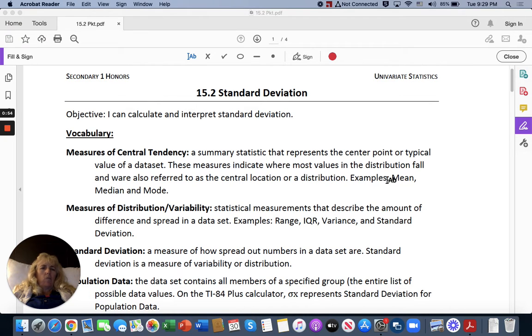And just to review, mean is like the average of all the numbers. Median is the middle number when you line them up from lowest to highest. And mode is the most number listed.